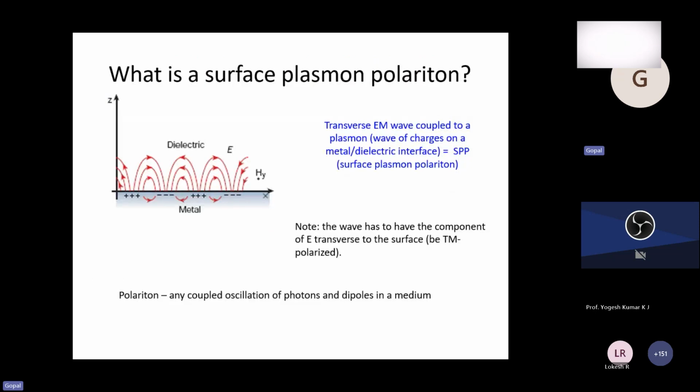So this is how surface plasmon polariton works. You see there is a metal and a dielectric surface, and there is an interface between these two. When light falls on this surface, there is a transverse electromagnetic wave coupled to a plasmon, that means a wave of charges on the metal dielectric interface. This is called surface plasmon polariton. So this is a nanostructure.